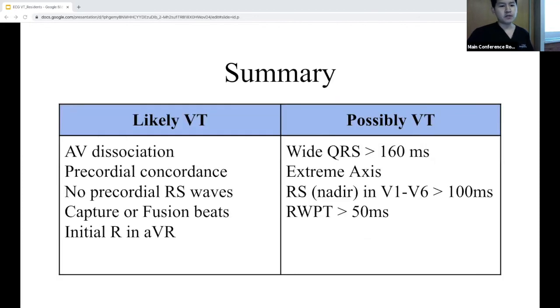I've divided them into two different categories: findings that likely point to VTAC and findings that possibly point to VTAC. To summarize again, likely findings would be AV dissociation, precordial concordance, no precordial RS waves, capture and fusion beats, and initial R wave in aVR. Some findings that may point to VTAC but are not totally specific are a wide QRS complex greater than 160 milliseconds, extreme axis, an RS nadir interval in the precordial leads greater than 100 milliseconds, and R wave peak time greater than 50 milliseconds.